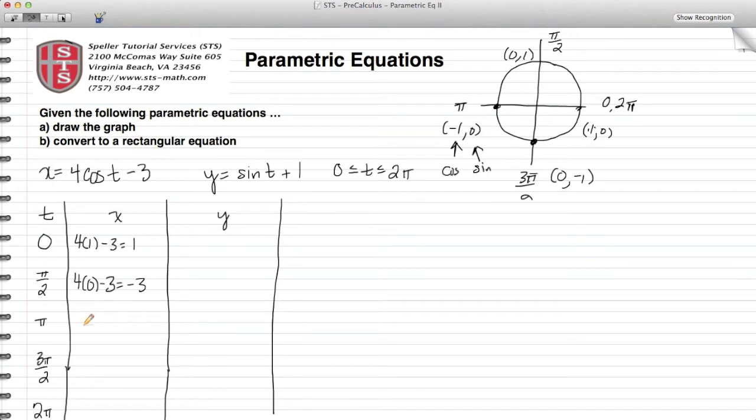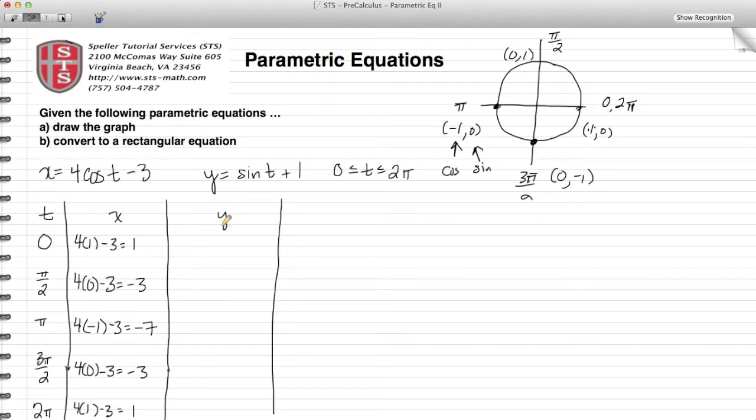Cosine of pi is negative 1. So that's 4 times negative 1 minus 3, which gives us negative 7. Cosine of 3 pi over 2 is 0. So 4 times 0 minus 3 is negative 3. And then completing the circle at 2 pi, cosine is 1, and we have 4 times 1 minus 3, which gives us a positive 1. So there are all our x values.